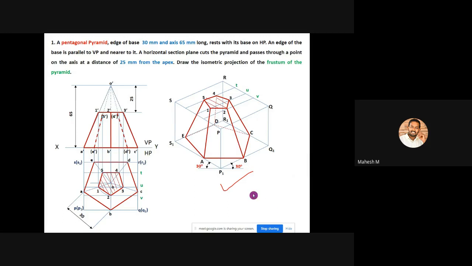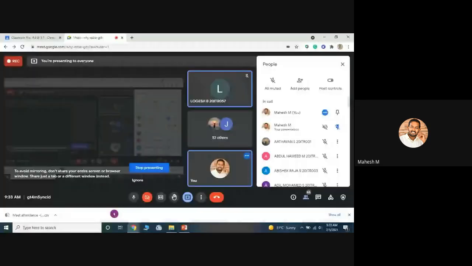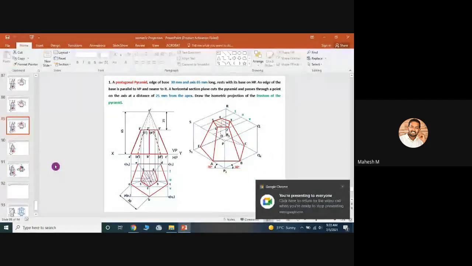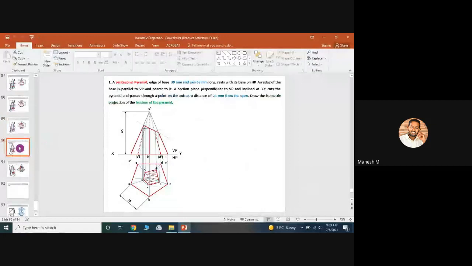Is it clear? Doubts? Do you have any doubts? Okay, this is our first isometric projection. Similar to that, you can mark the second diagram.